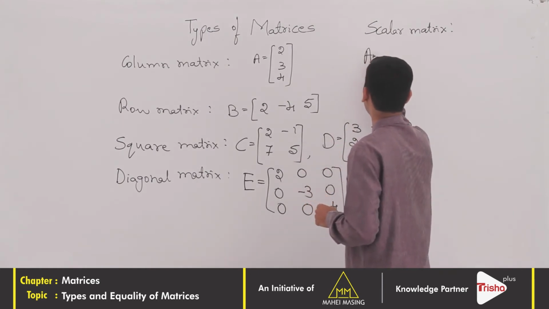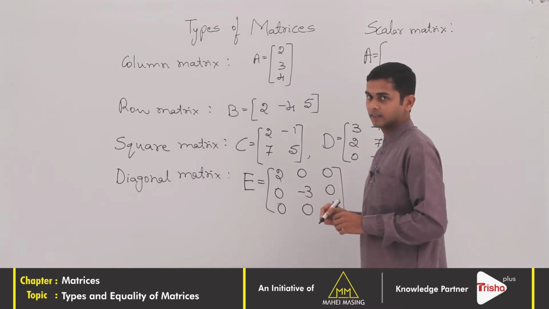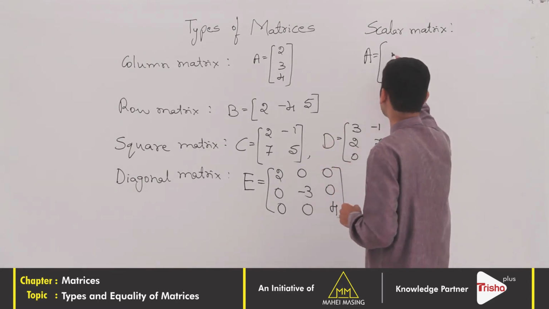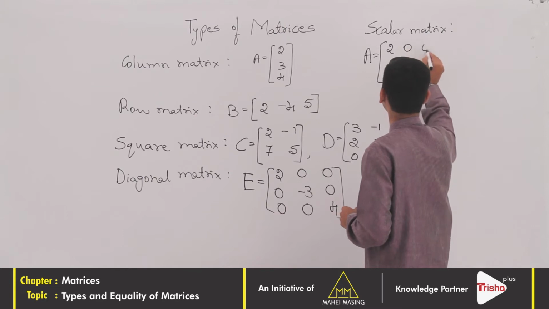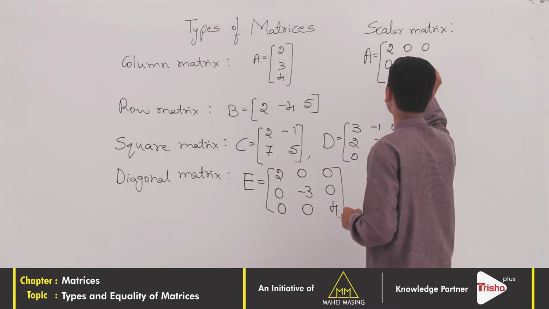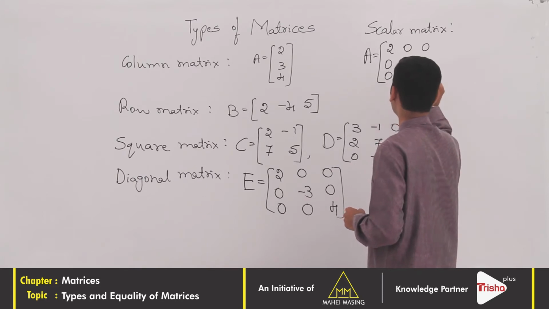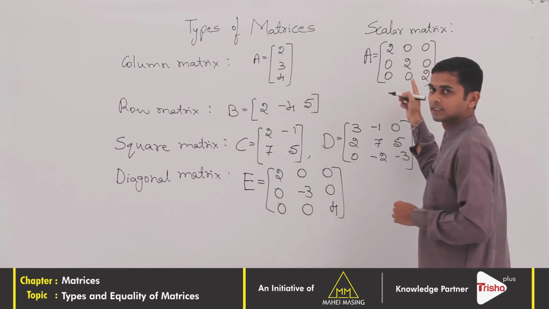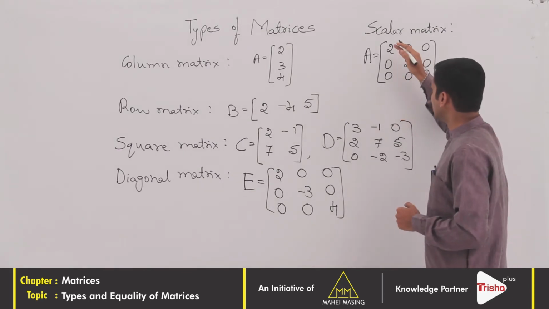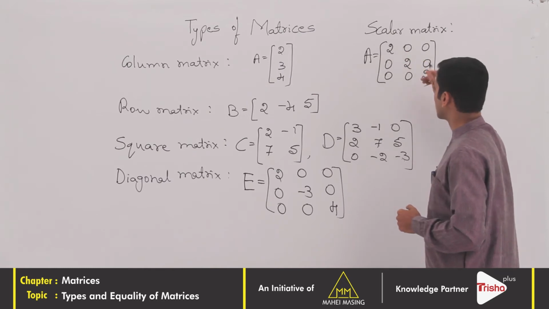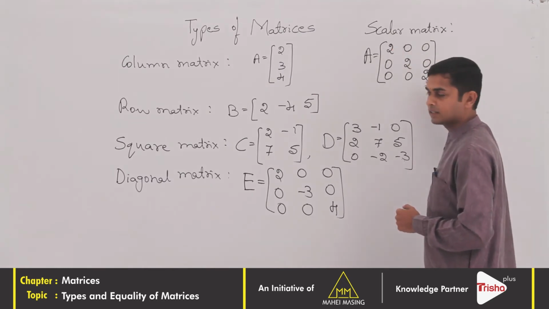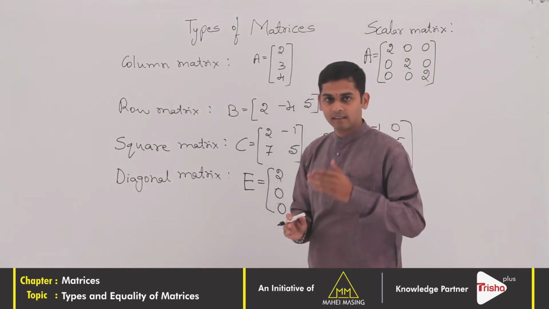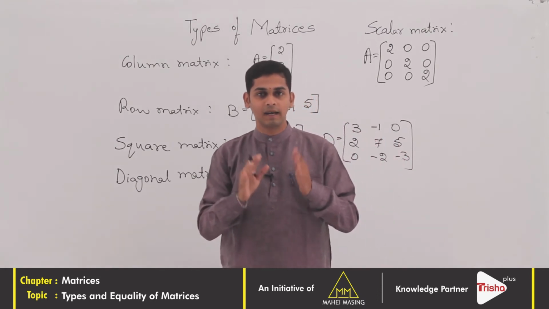So, example for a scalar matrix: it is a diagonal matrix, therefore it should be a square matrix also. So 2 0 0, 0 2 0, 0 0 2 is a scalar matrix. Why is this a scalar matrix? Because this is a diagonal matrix in which the diagonal entries are equal. This is the principal diagonal, diagonal elements. So diagonal elements are equal. Therefore, this is called a scalar matrix. The next type is identity matrix.